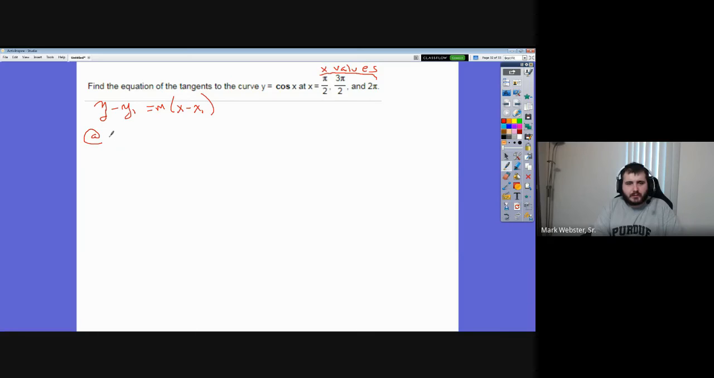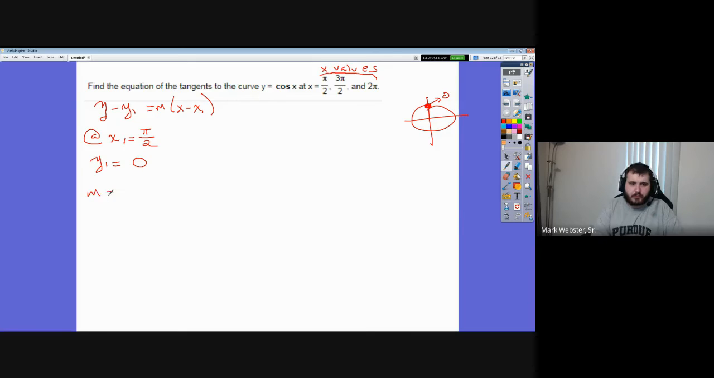At x1 equals pi over 2, well, what does y equal? Let's look. I plug in cosine, and what do I get? What's cosine at pi over 2? The value here is 0, right? So if x is pi over 2, y is 0.